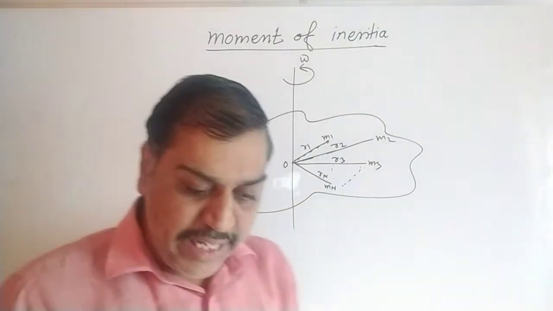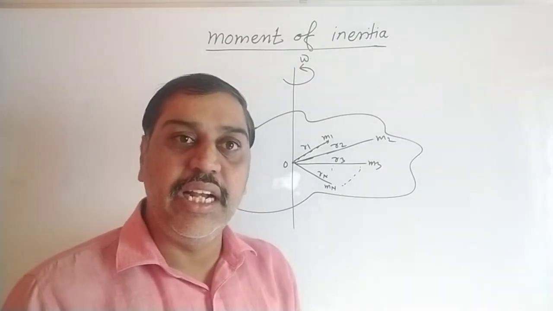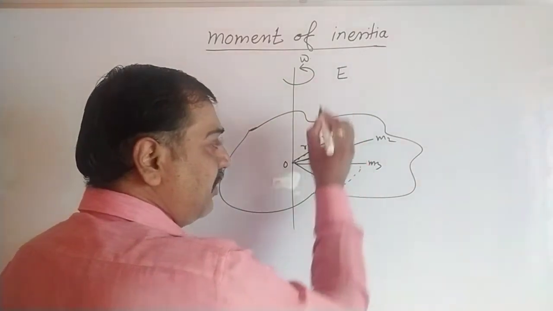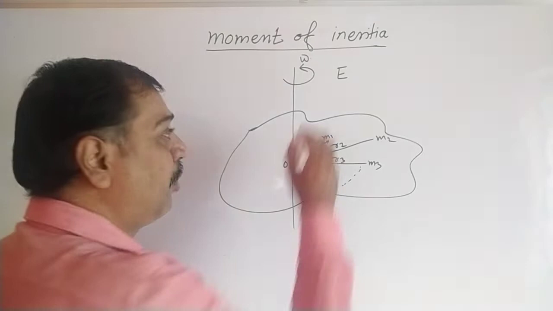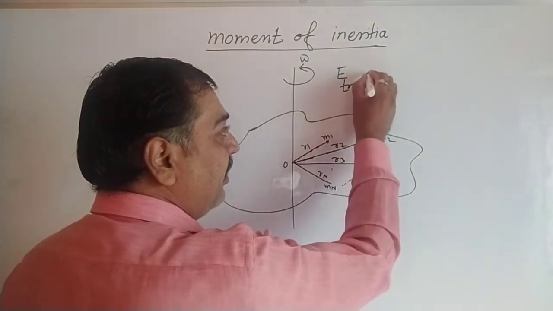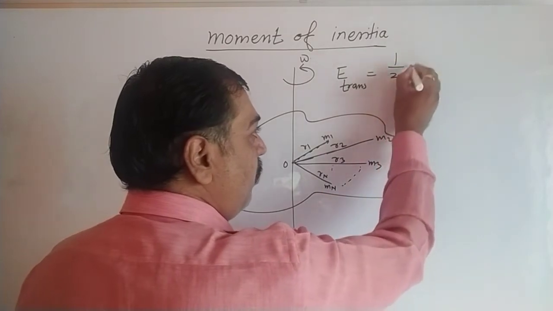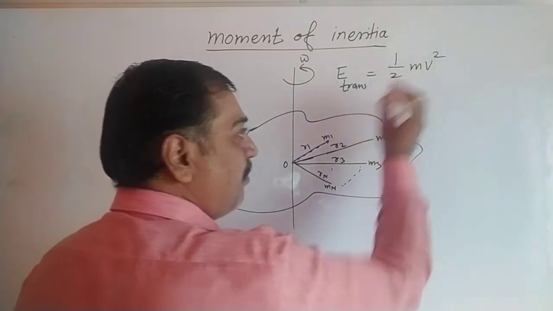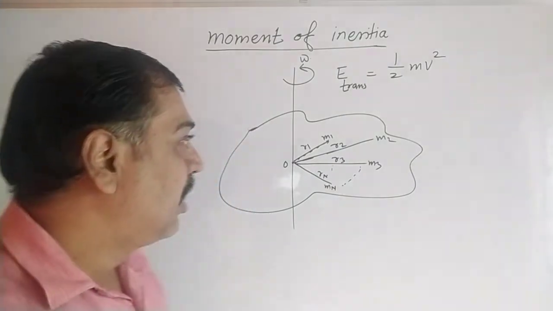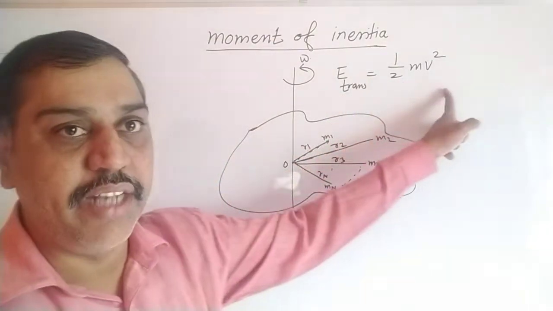But the equation for kinetic energy in translational motion is known to everyone. E is a symbol used for translational kinetic energy. So we can represent translational kinetic energy as equal to 1 by 2 m v square. m is the mass of the object or body, v is the velocity with which it is moving. Now this is the translational kinetic energy equation.